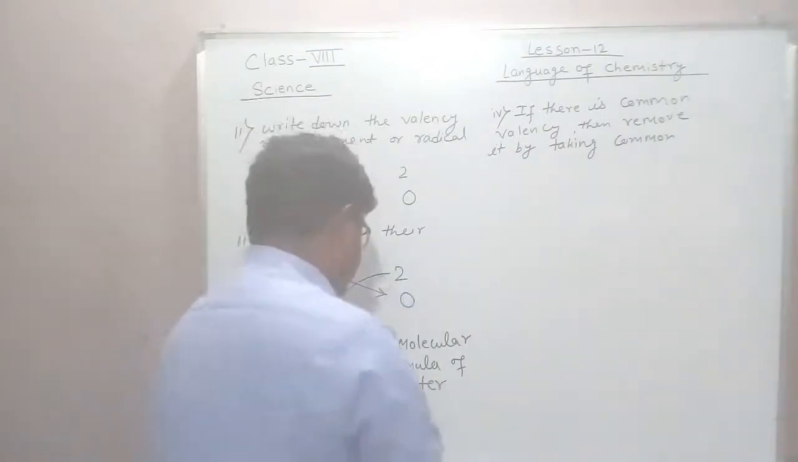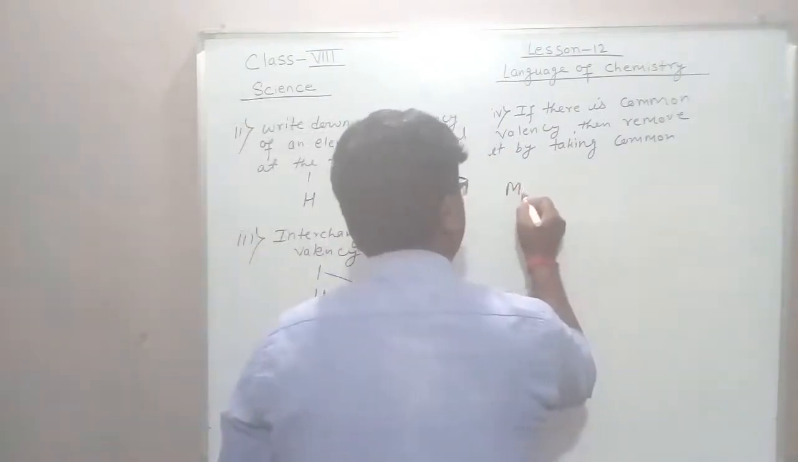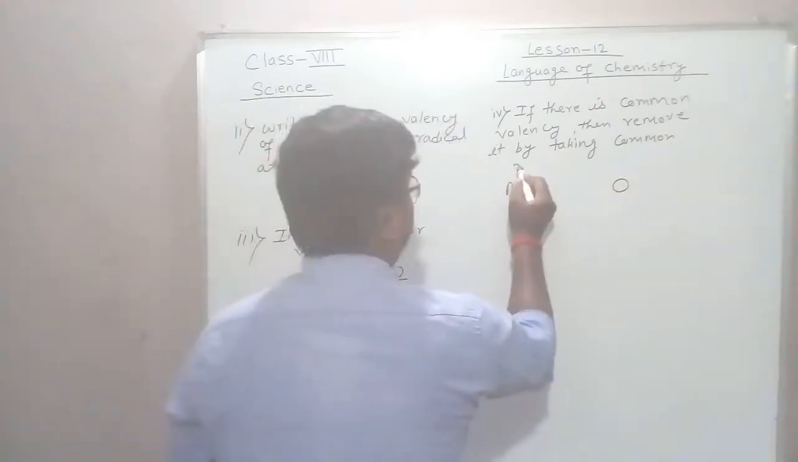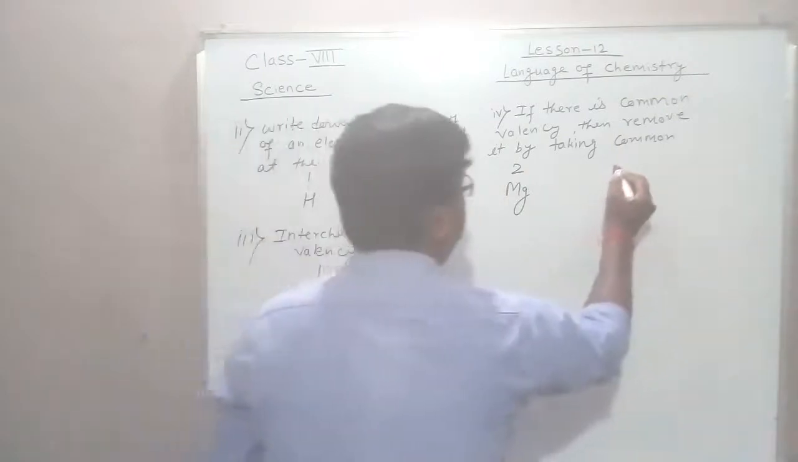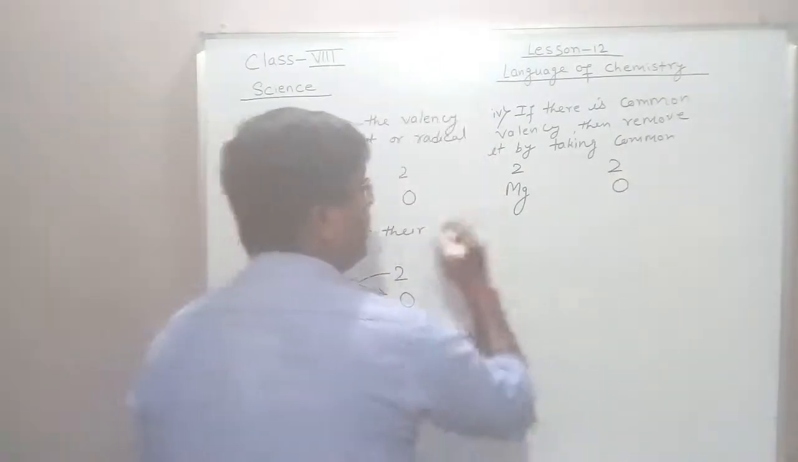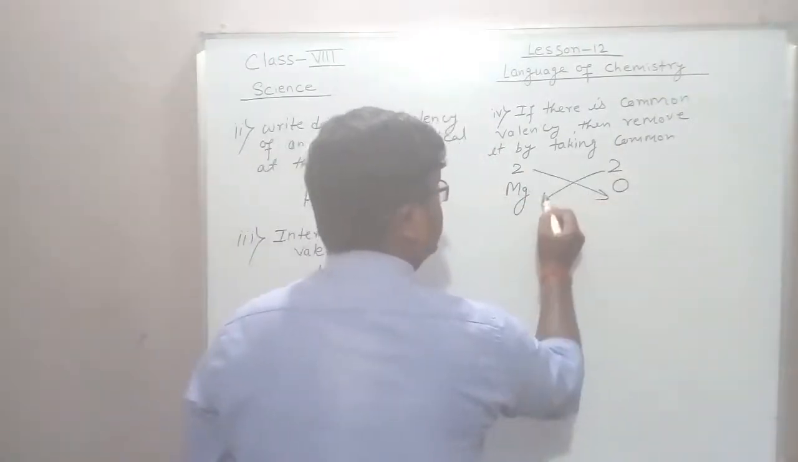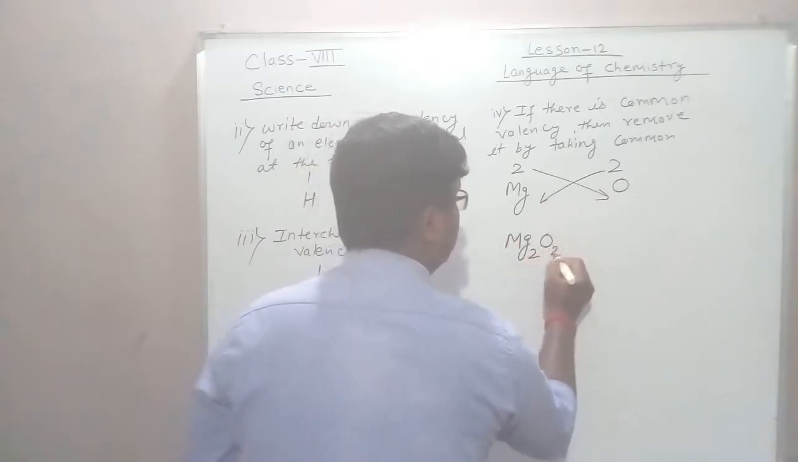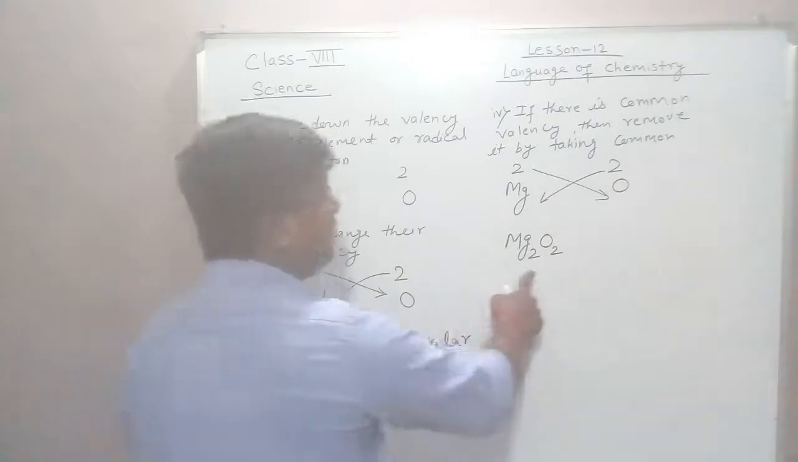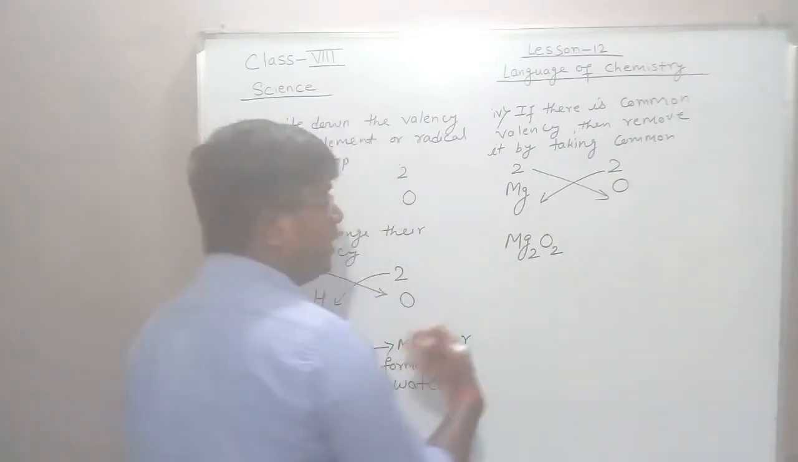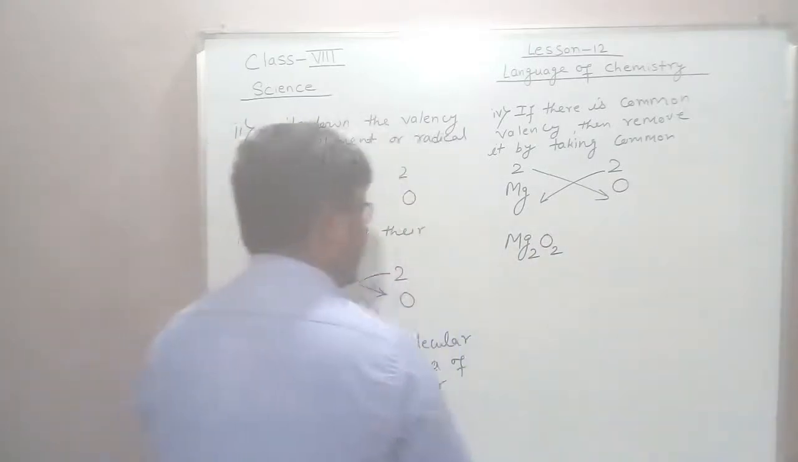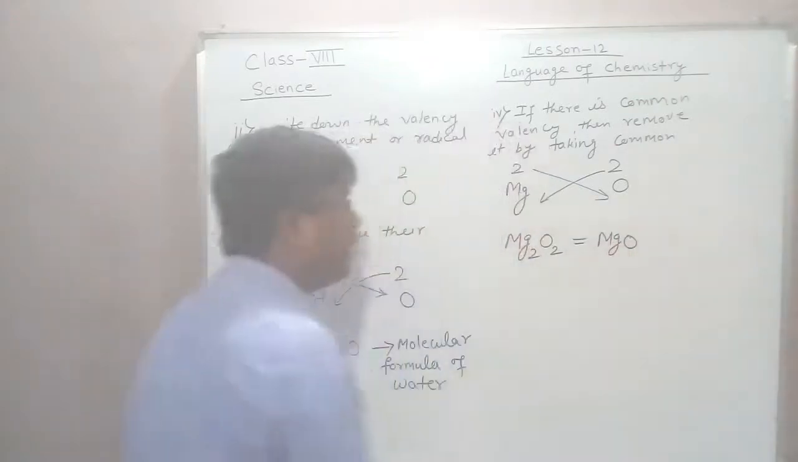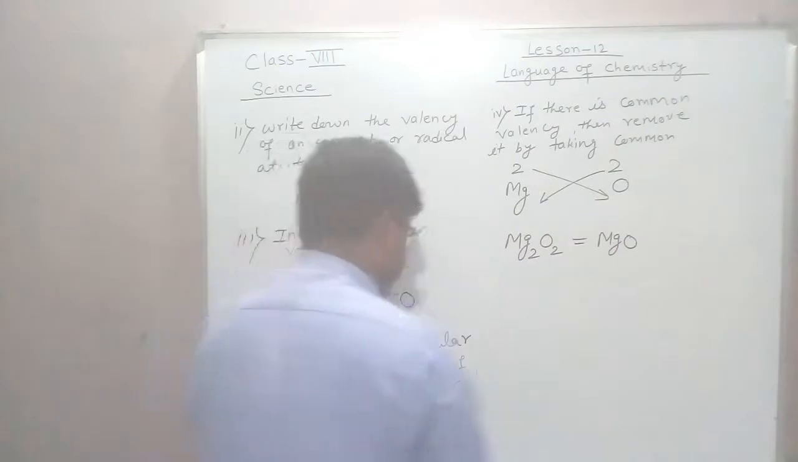For example, suppose there is magnesium and oxygen. The valency of magnesium is 2 and oxygen is also 2. So what will happen now? If you interchange, you will get Mg2O2. They have a common valency. So what do we have to do? Take the common factor and remove it. So what will we get here? MgO.